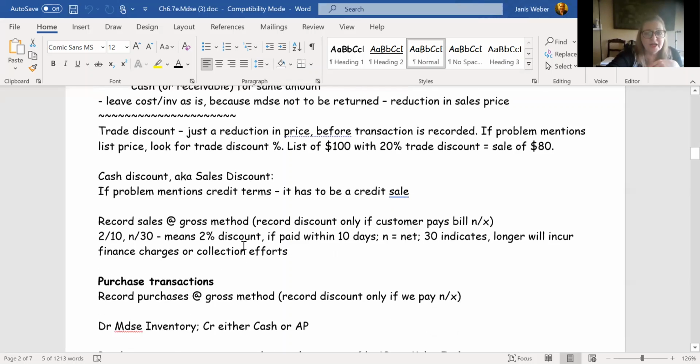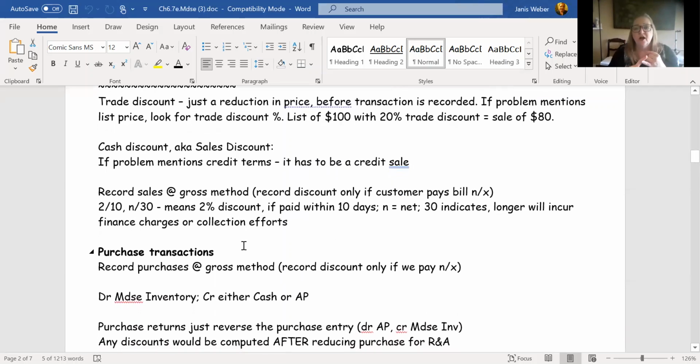Okay. A trade discount is something that is given across the board, a bulk discount usually for a large quantity of purchase. A trade discount is just a reduction in the price before the transaction's ever done. This would be like Coca-Cola or any other soda company.